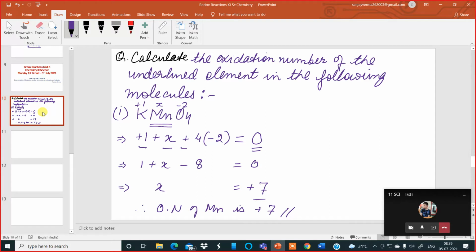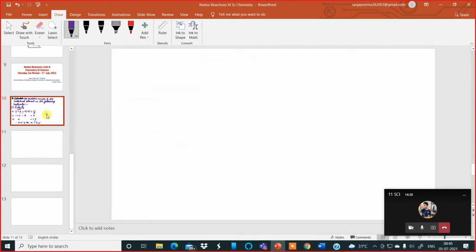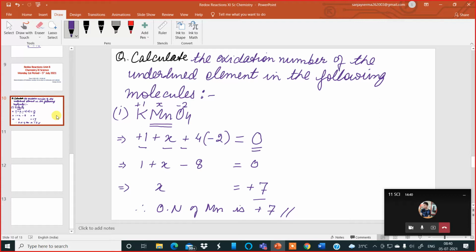Now you should get used to doing such sort of calculations in your mind also. Okay. So this was one example which I have done for you. Let us do the next example. Did you all follow this? Did everyone follow this?